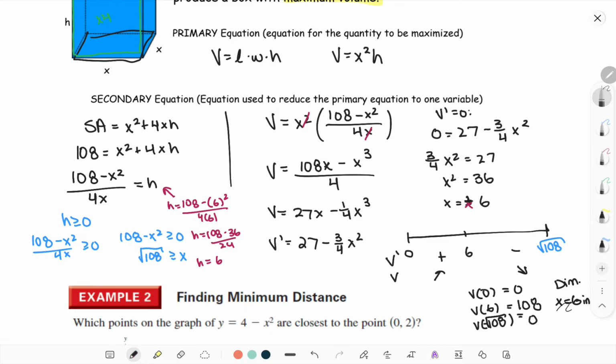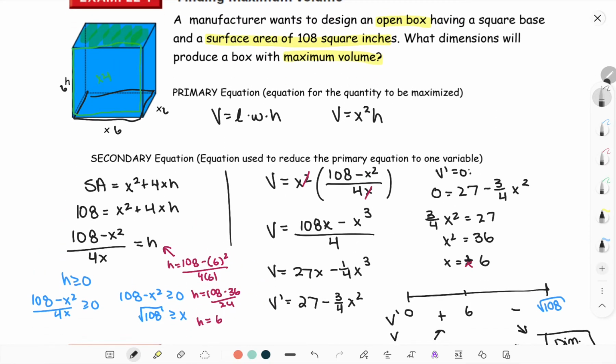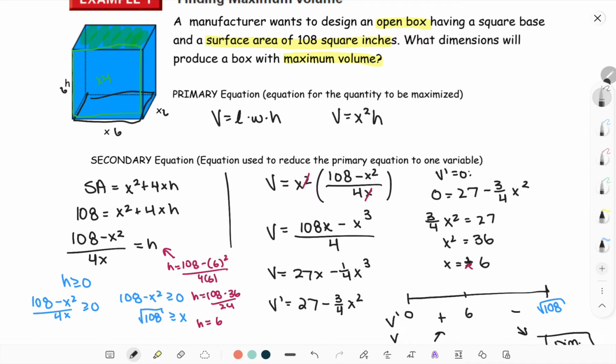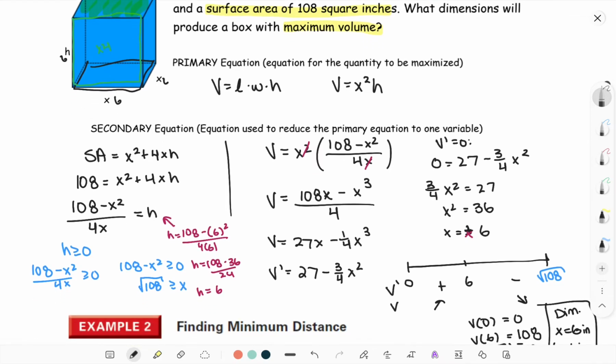And so my dimensions are an x value of 6 inches and a height of 6 inches. So 6 times 6 times 6 gives me that surface area of 108, and that happens to be the largest volume. It is not going to be more optimal if I make this shorter with a bigger base, or if I shrink the base and make this taller.